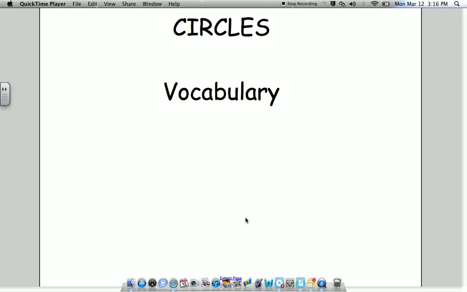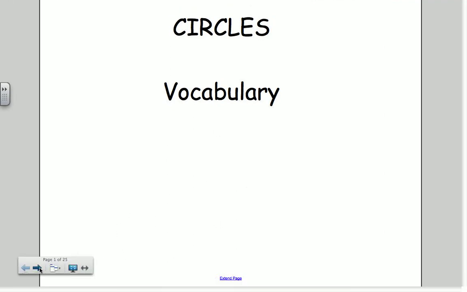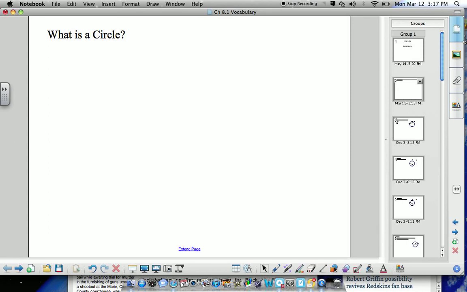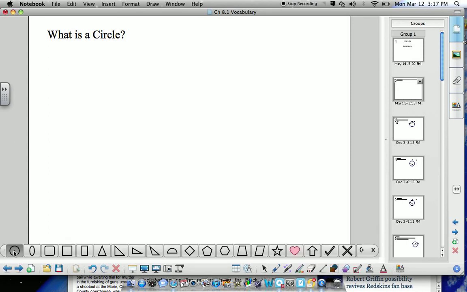The first question we have to ask is, what is a circle? Seems like a pretty simple answer, but it has a definite definition. A circle is simply this. You take any point on a flat surface, and a circle is the collection of all points that are equidistant on the same flat surface or the plane from your point.